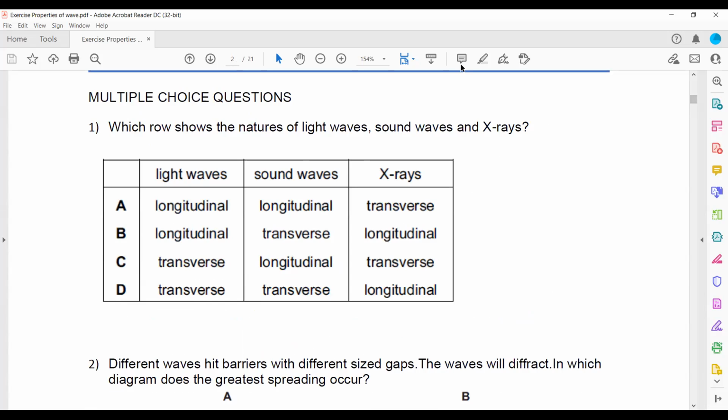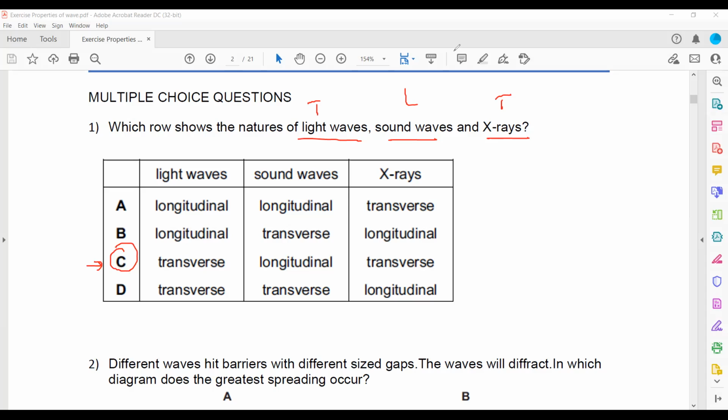This is related to the examples. Which row shows the nature of a light? Light is transverse, sound is longitudinal, and X-ray is transverse. So it matches with transverse, longitudinal, transverse. So it matches with option C.